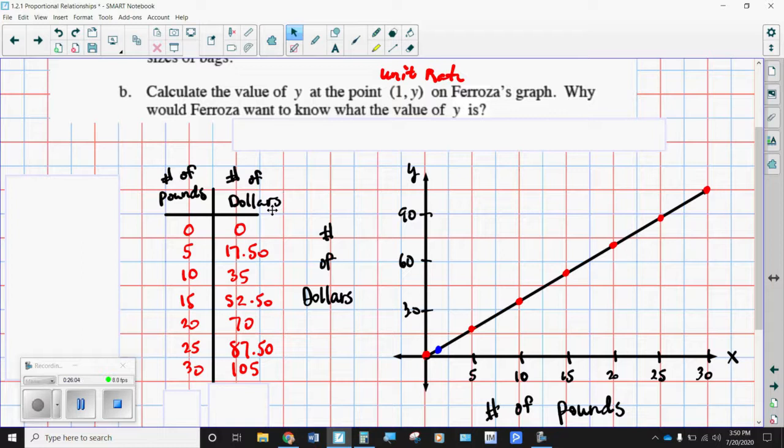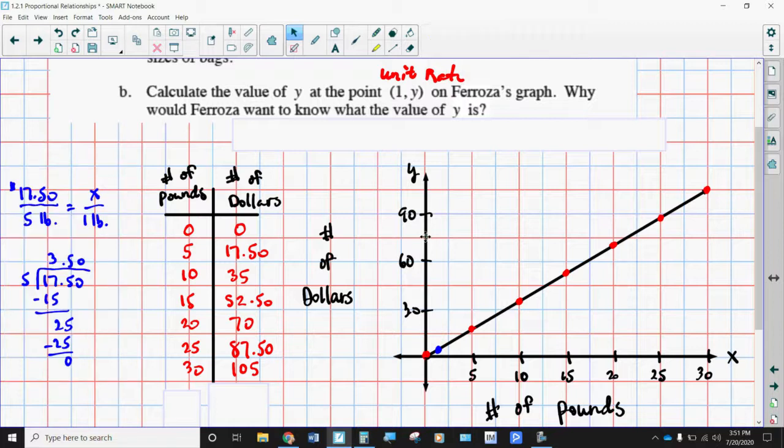So we need to figure out how much it costs for 1 pound of ferret food. Go ahead and pause, and when you've got your unit rate, unpause and check to see if it's the same as mine, okay? All right, so let's see what we got here. If you just start with the $17.50 for 5 pounds, we're trying to figure out how much that is for 1 pound. So you'll recall, hopefully, that when you find the unit rate, you just do the division, right?